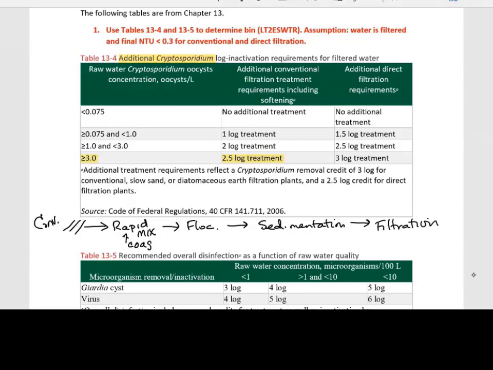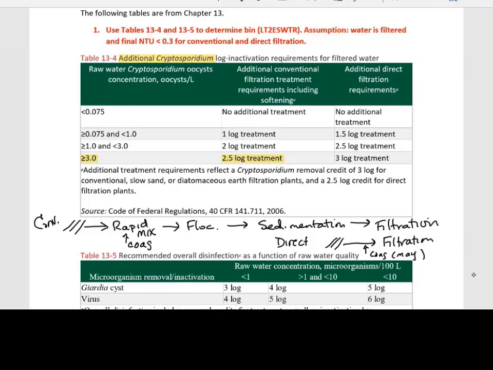Your direct filtration plant, you probably have screening, you have filtration, and you may add a coagulant here. So this is direct. And this is very, very pristine waters. So Lake Superior, for instance. So what do we see?